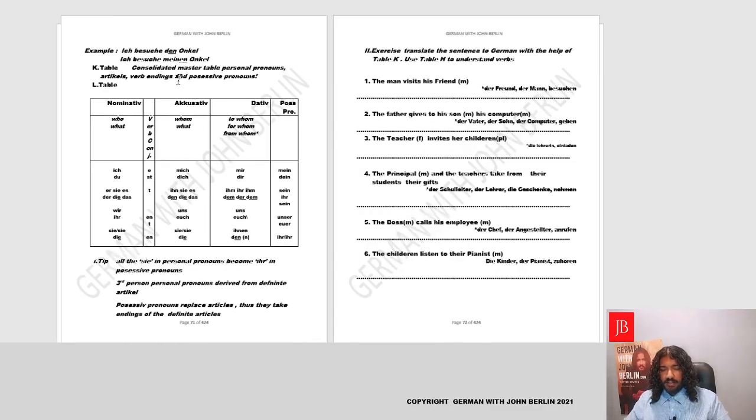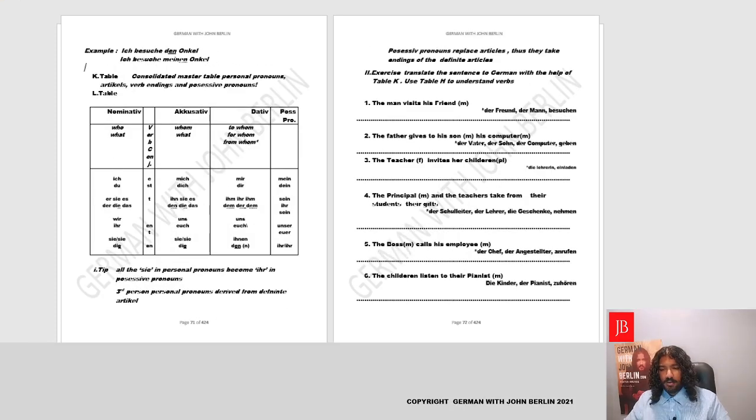Now, this is again a consolidated table, which we'll be using for our future references. In the meanwhile, there is a little example here. We can have a look. The sentence says, Ich besuche den Onkel. I visit the uncle. Ich is who, besuche is the verb, den Onkel is basically whom. We go to whom? Onkel is masculine, so we say den Onkel.